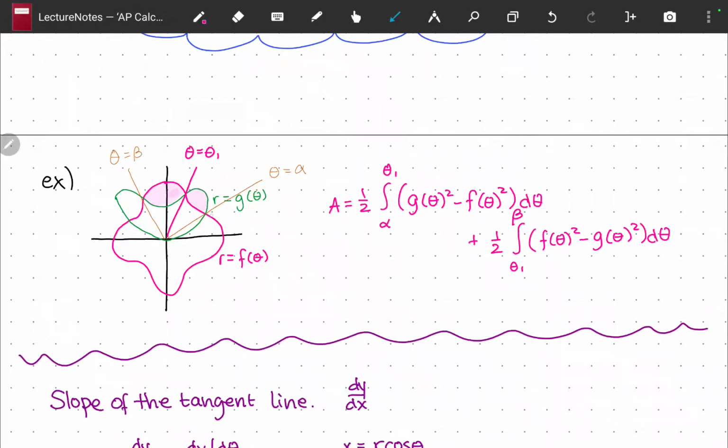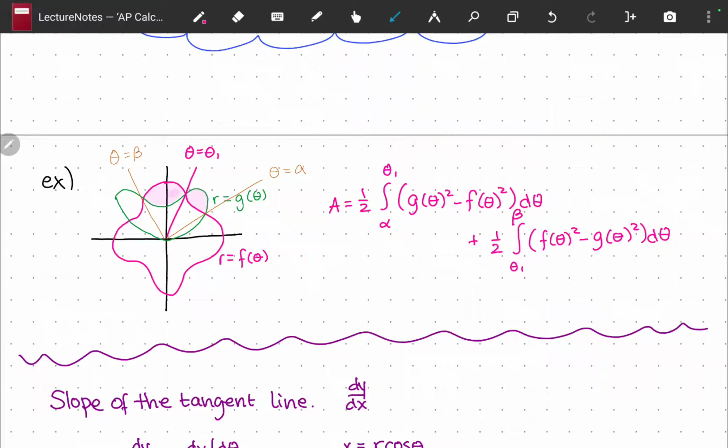So then your first integral goes from theta equals alpha to theta equals theta 1. And then it's 1/2 times the integral, outer curve squared minus inner curve squared. And then for this pink region, it's the same thing, but now our limits are going from theta 1 to beta. And now the outer curve is f and the inner curve is g. So outer curve squared minus inner curve squared. Don't forget that 1/2. That's just part of the formula.